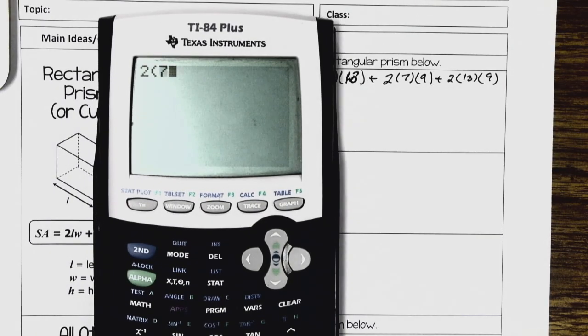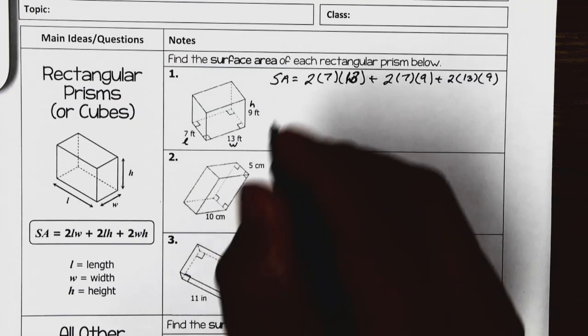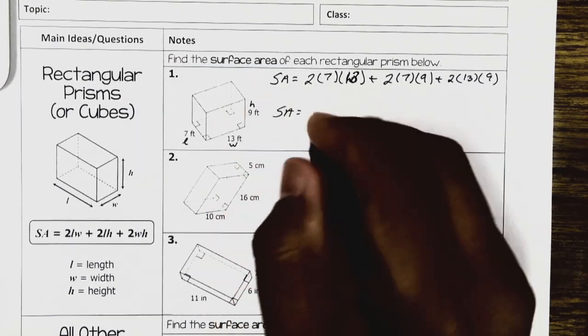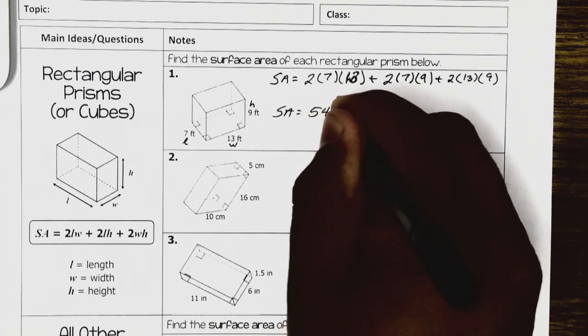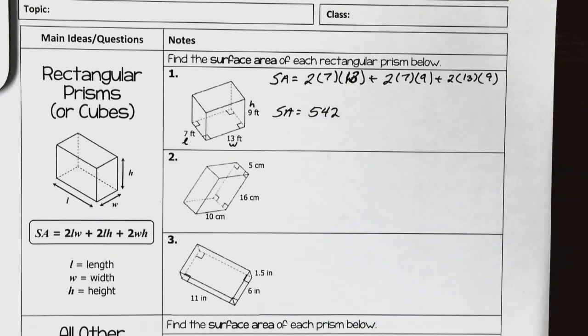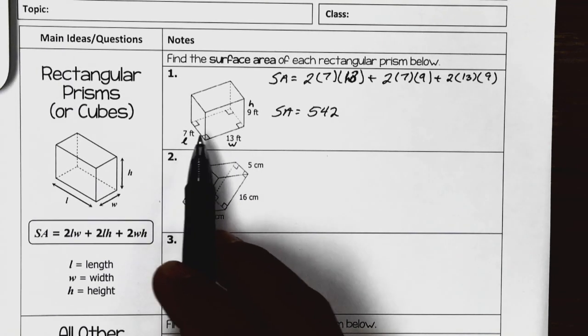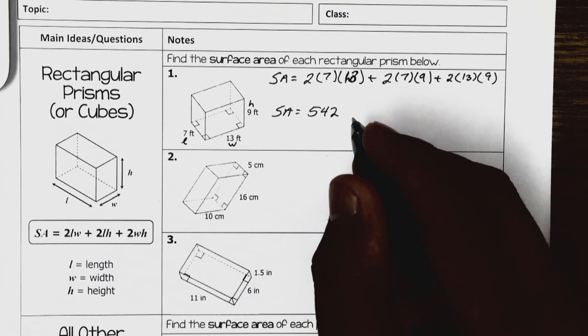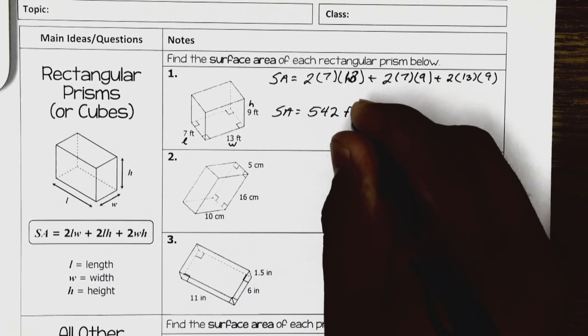So 2 times 7 times 13 plus 2 times 7 times 9 plus 2 times 13 times 9. Press enter, and there it is, 542. So surface area is equal to 542, and I'm done. You don't need to worry about the units. I mean, it's feet. Technically, this would be feet squared.